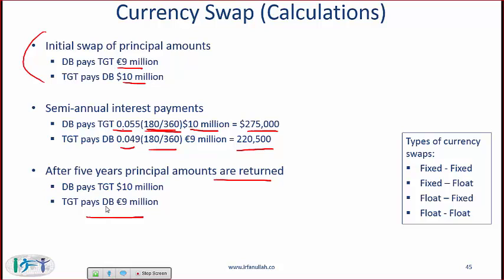When you do a currency swap, there are 4 scenarios. One is that both parties pay a fixed rate. The other is that one party pays fixed and the other floating, the first one floating and the other fixed, and finally both float. And again, this material will be covered in detail at level 2.